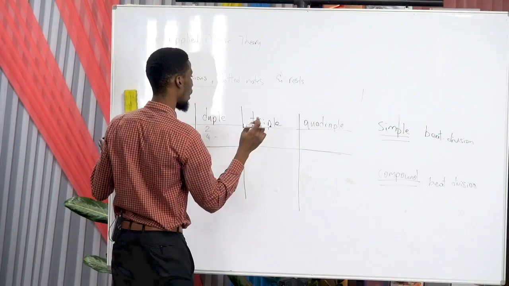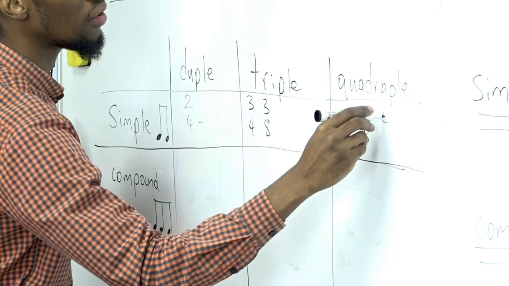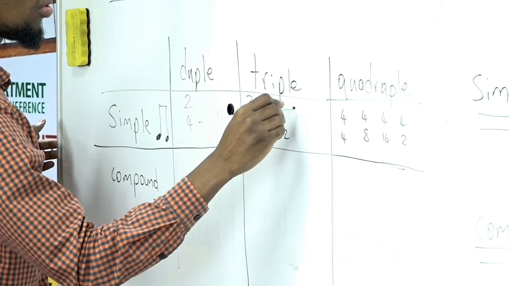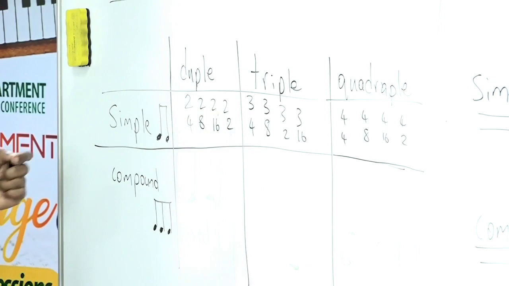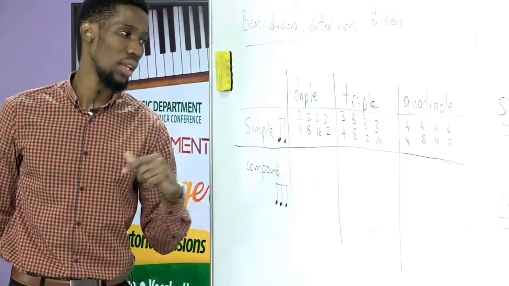A quadruple meter would be something like 4-4, or 4-8, or 4-16, or 4-2, whatever. And the same can apply: 3-2, 3-16... what do I not have here? 2-8, 2-16, 2-2. All right, so time signatures such as 2-4 are duple meter. Time signatures such as 2-8, duple meter.